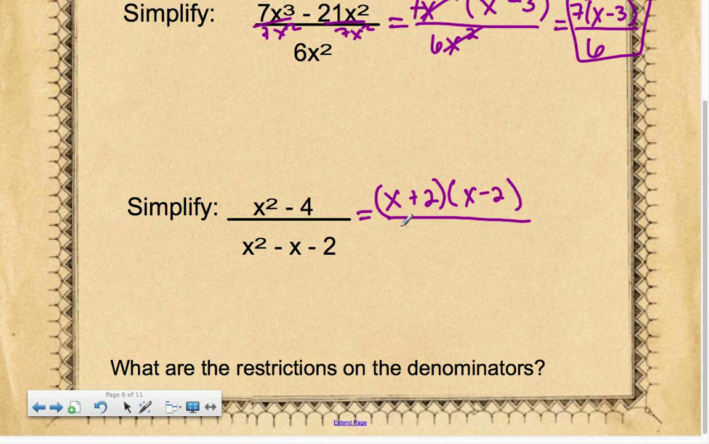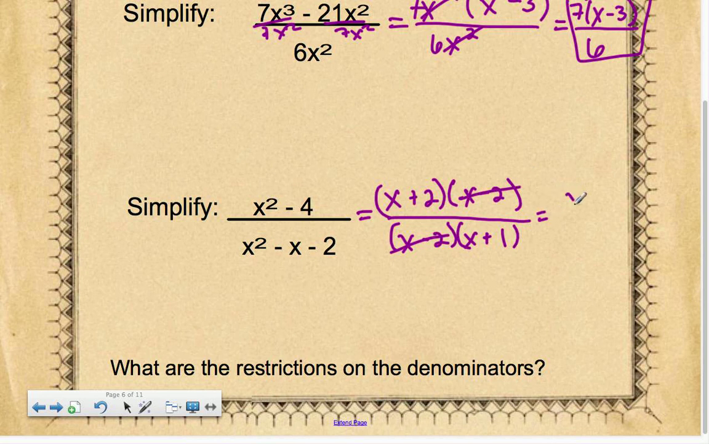Down here, how can we factor this? So we could write it as, what two values? When you multiply them, you get negative 2. When we add them together, you get negative 1. Negative 2 and positive 1. Very good. So now what factors cancel out when I simplify this? Very good, the x minus 2's.